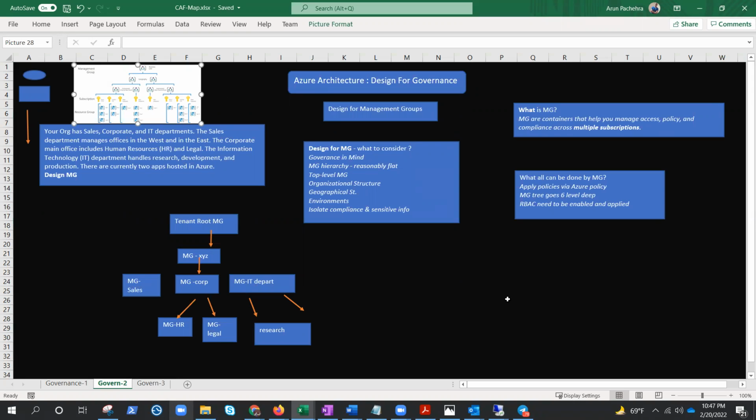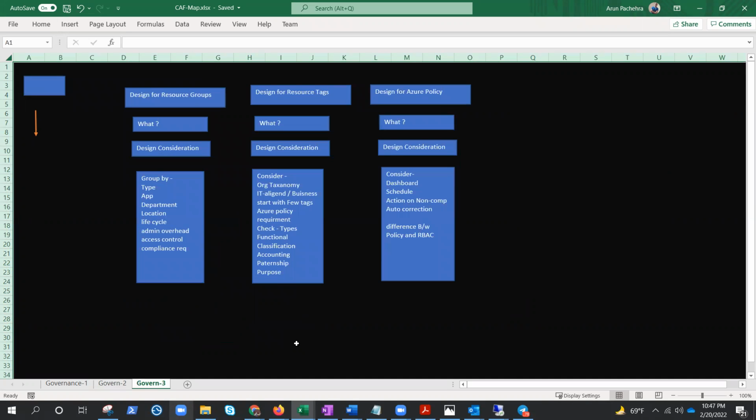We have covered understanding of the governance and the design consideration for management group, also what it is, and the hierarchical structure. In the next video, we are going to understand the design for resource group, resource tags, and Azure policies. So let's start one by one understanding what these are and what are the considerations that we need to keep in mind, and related information that we could gather, not in deep dive like a portal thing, but from the architecture perspective.